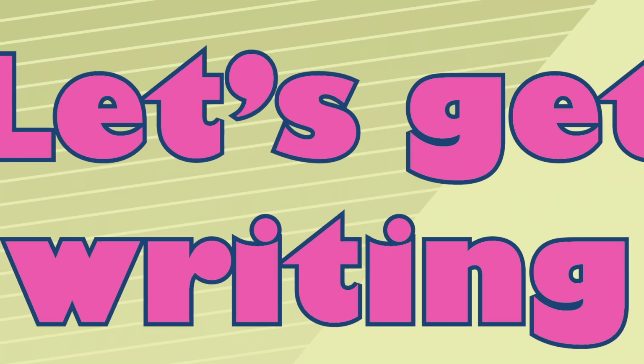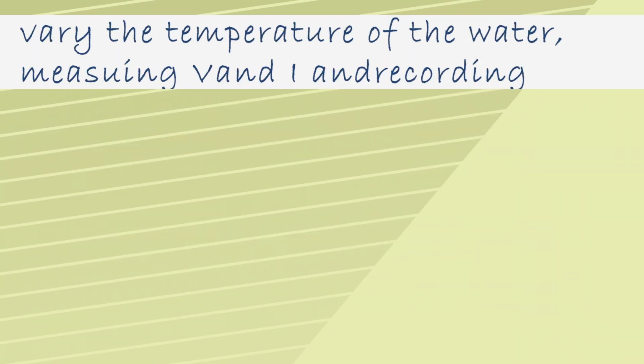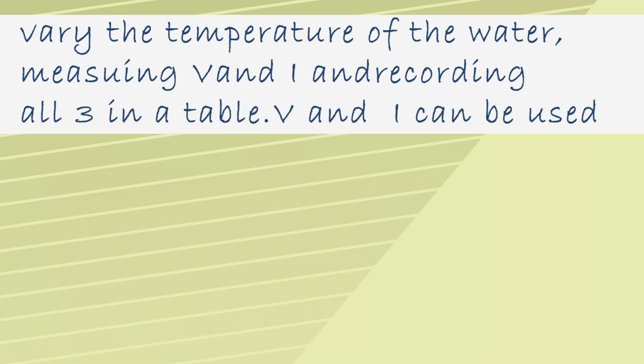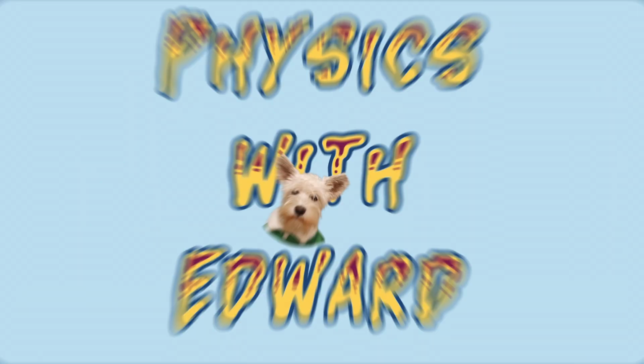It's time to write something. How about: vary the temperature of the water, measuring voltage and current and recording all 3 in a table. V and I can be used to work out the resistance of the wire. An interesting addition to this question is what to do about the value of R0. This is the resistance at 0 degrees centigrade.